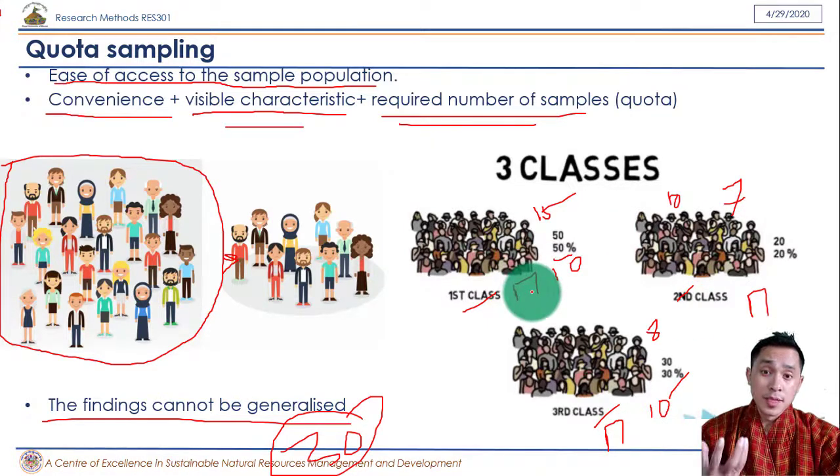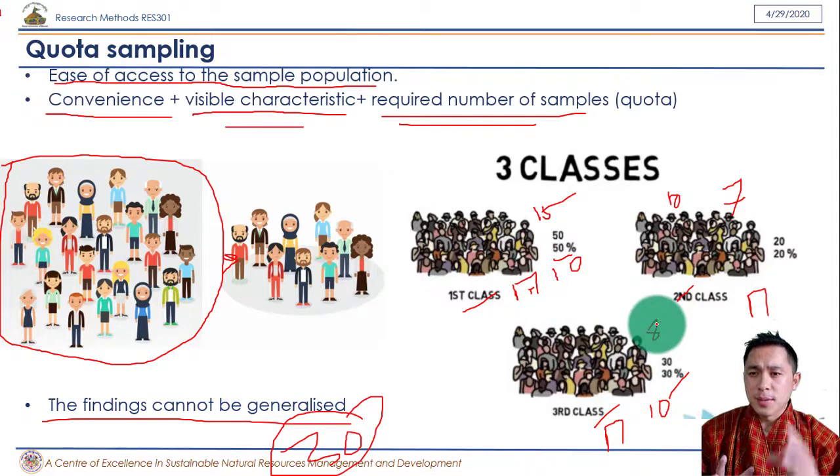Then I take, for example, if I want to study the average age, or the average height of these people. So just know that quota sampling is something where you have to stay at a convenient place and take the samples, that quota samples, until it meets the required number of samples.